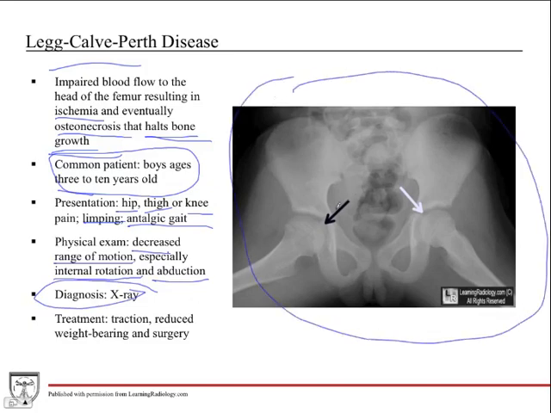So what you can see here is the black arrow. This is where it's affected. You notice with the white arrow, this is the normal side. This is the LCP, Legg-Calvé-Perthes Disease side. So you can see the femoral head is nice and healthy here. It's resting in the normal position here. This side, it's smaller. You can already see some breakdown here in the femoral head. So how do you treat this? You can do traction and then do reduced weight bearing, and then eventually do surgery.